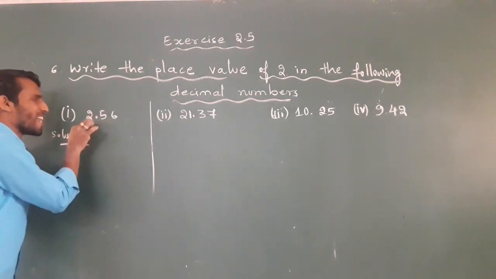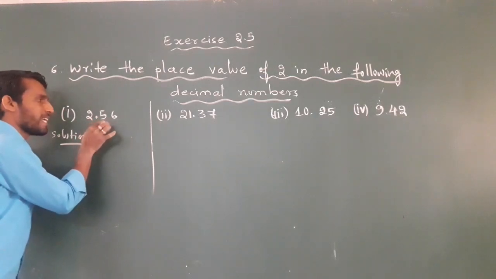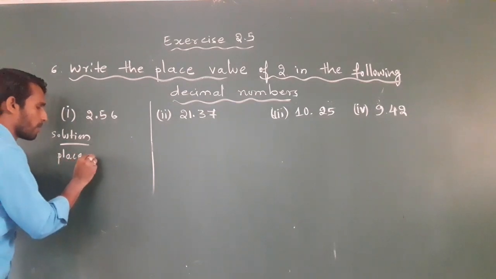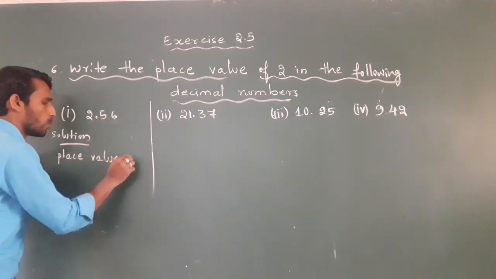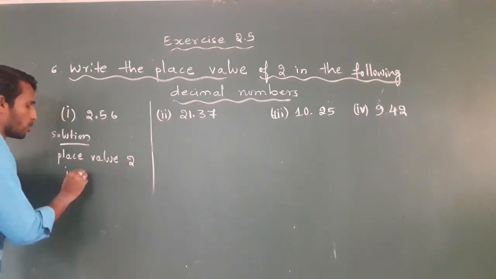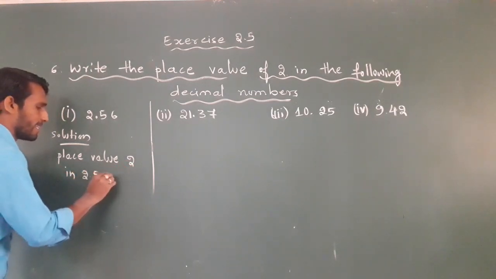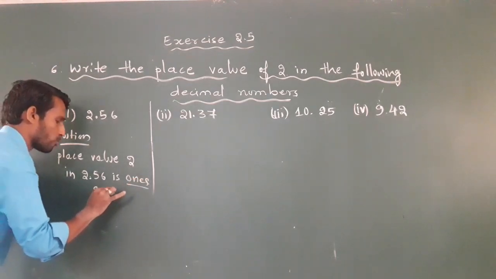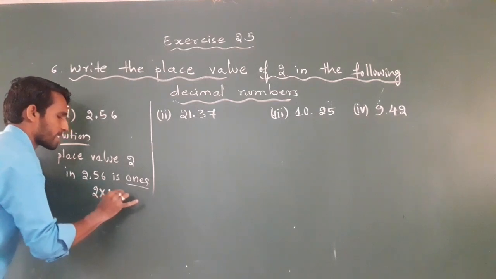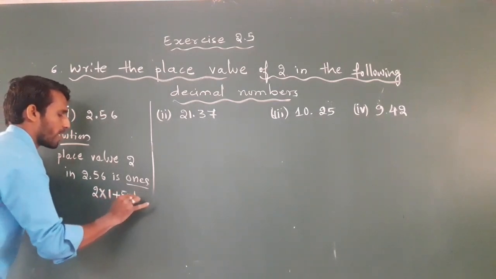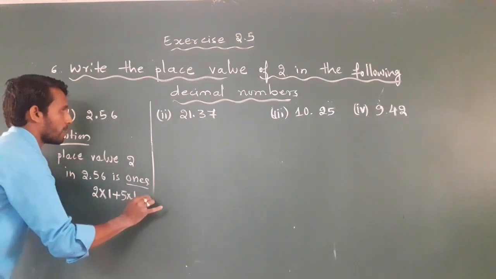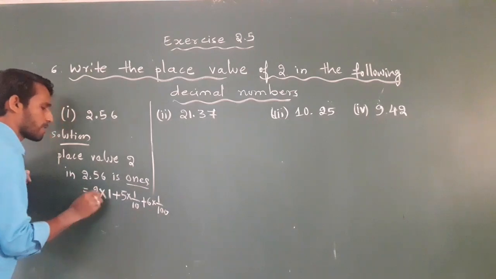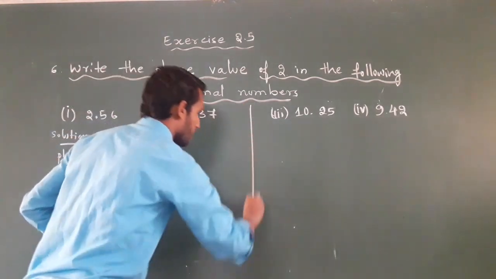2 is the 1's place, 5 is the 10th place, this is the 100th place. Okay, let us see the solution. Place value of 2 in 2.56 is, when we write in the expanded form, we get 2 into 1 plus 5 into 1 by 10 plus 6 into 1 by 100. Okay, this is the expanded form.